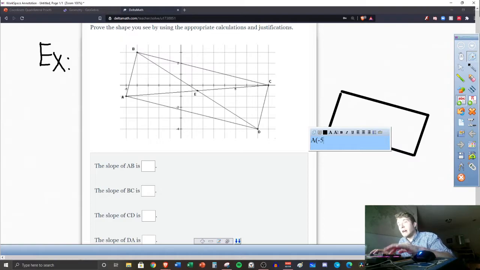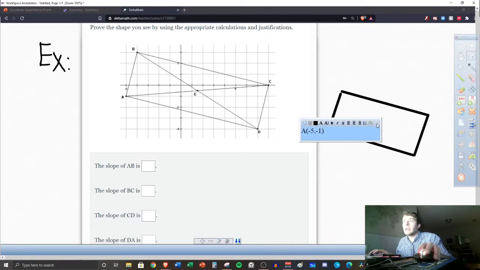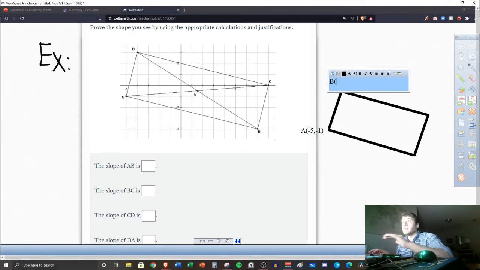Well, it's -5, comma, -1. Looking at our scale. So let's go ahead and list all of these. Okay, so A right there. B is going to be, let's put the coordinate. It's -4, 3.